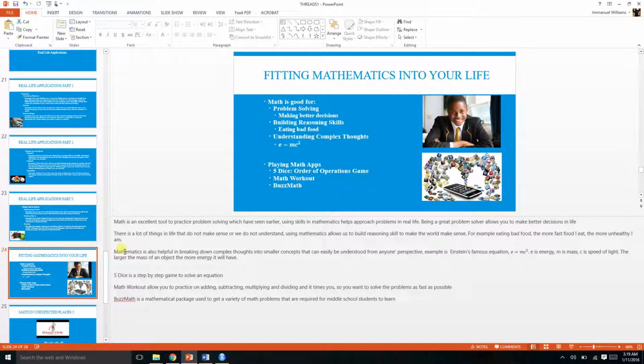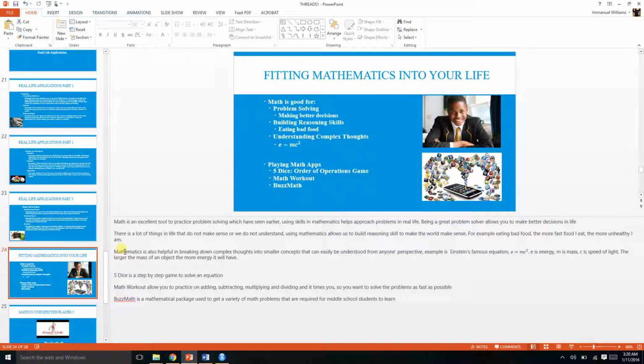So we know that there's a demand for mathematics, there's careers in mathematics, there's a connection between mathematics and problem solving. But overall, what else is math good for? Math is good for building reasoning skills. Getting the mind to think outside the box, being able to reason throughout problems. That's very important. Also, to be able to understand complex equations and complex thoughts, such as E equals mc squared.